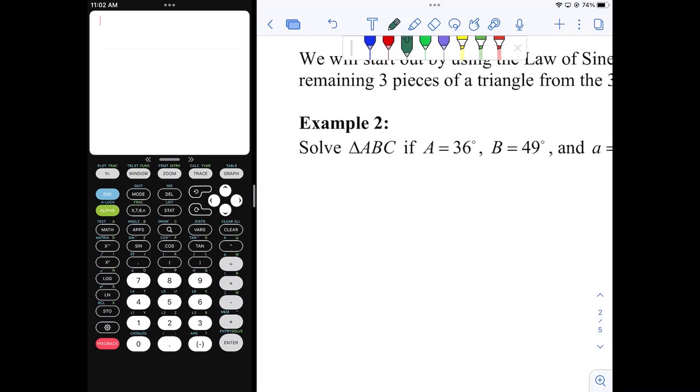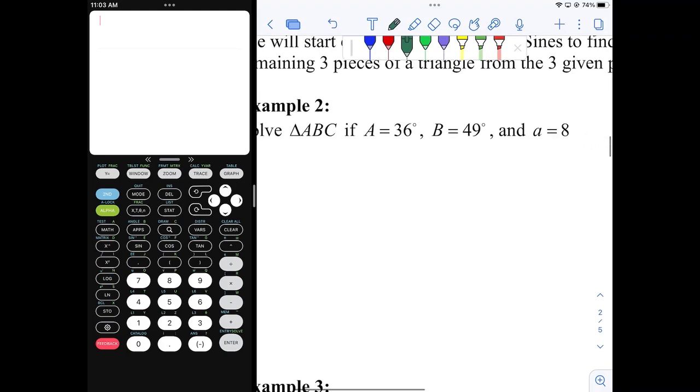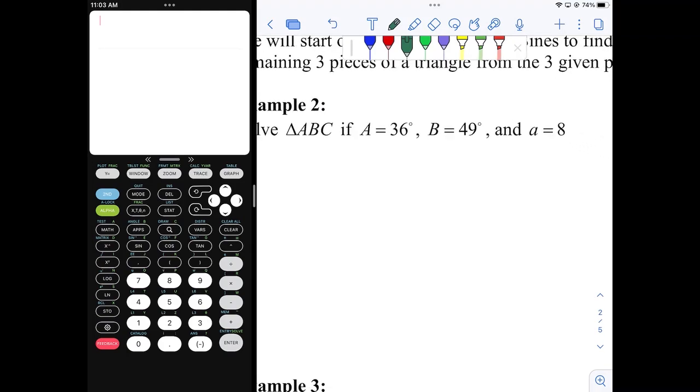Example 2: solve triangle ABC if angle A is 36 degrees, angle B is 49 degrees, and side a is 8. First of all, we need to know what we're going to use, law of sines or the law of cosines that we haven't even learned yet. How do we know this is law of sines? Two angles and one side. If you have two angles and one side, it's law of sines.